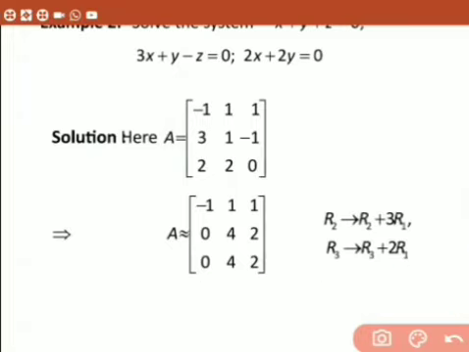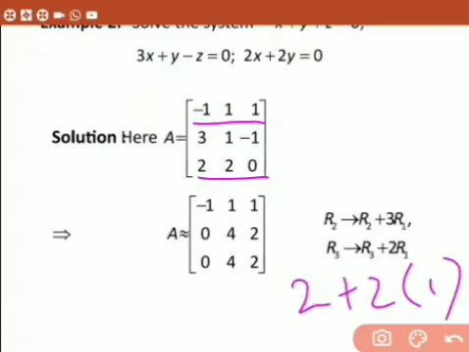Similarly, the next element here, we are using these two rows, no? Next element is here, again also the same. This is R2, R3 is 2 plus 2 times R1, R1 is 1. That is 2 plus 2 is equal to 4, you will get 4.